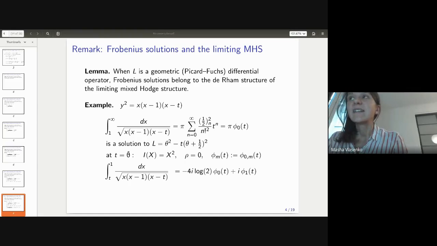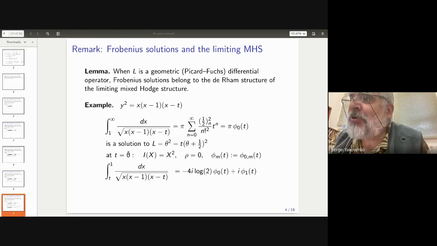Yes, yes. And I'm saying that the Frobenius basis, Frobenius solutions, are particularly interesting because they sort of connect rational structures which are limiting Hodge structures. No, the Frobenius solutions are interesting for one simple reason.